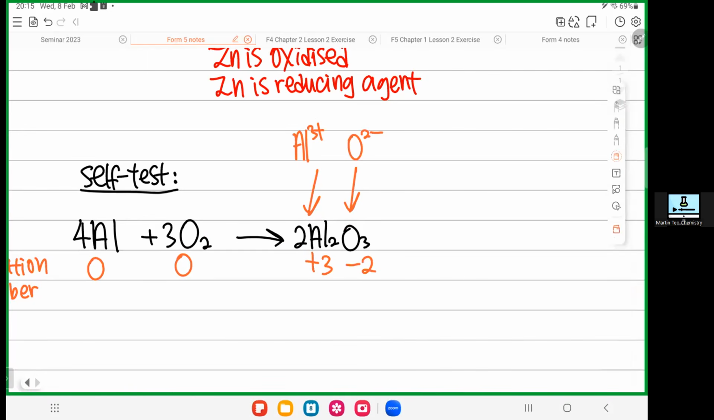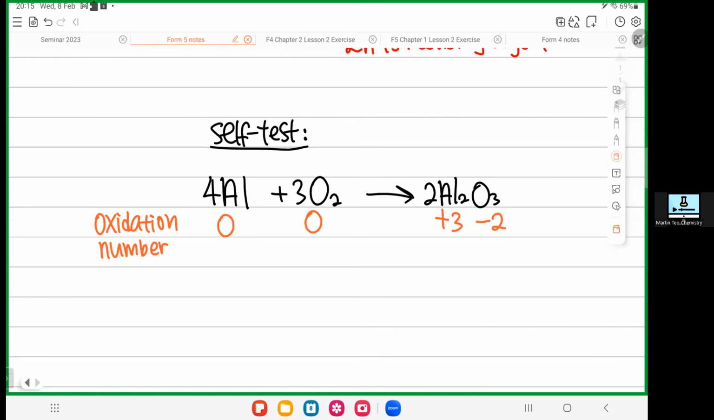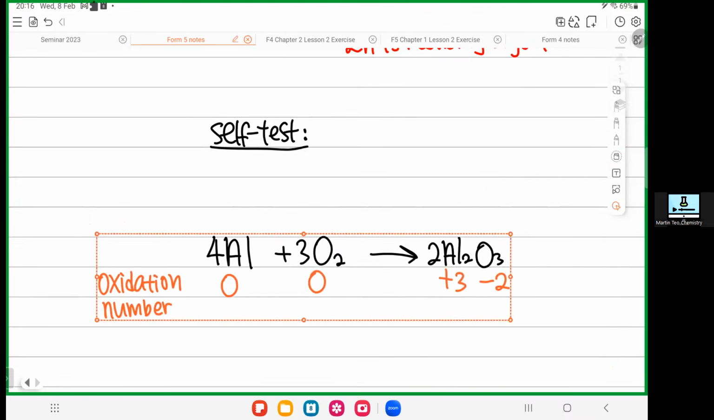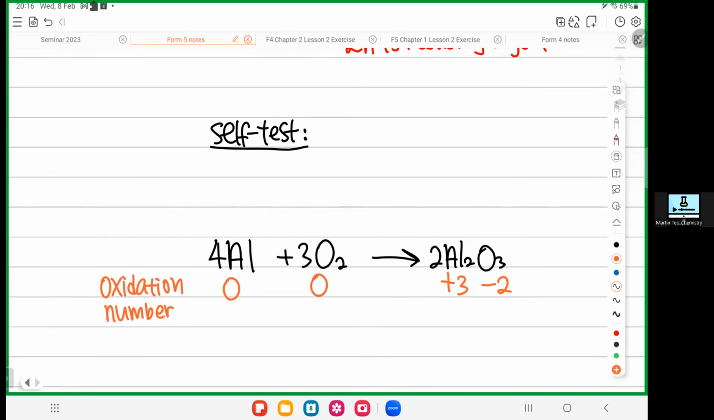After you list out all the oxidation numbers, what do we do? Last week we learned something called apple to apple comparison. You must compare the right ones. Always choose one apple on the left and one apple on the right to compare. You cannot compare left and left, or right and right. It must be left compared to right. So I choose aluminium as one apple and compare it with this aluminium. From left to right, this aluminium's oxidation number is 0, and this aluminium's oxidation number is +3.